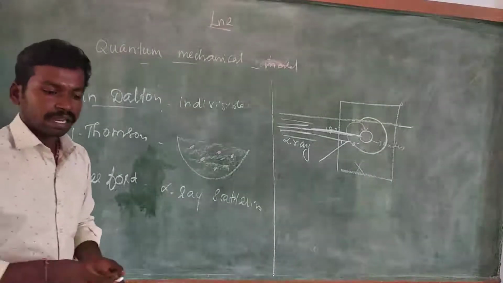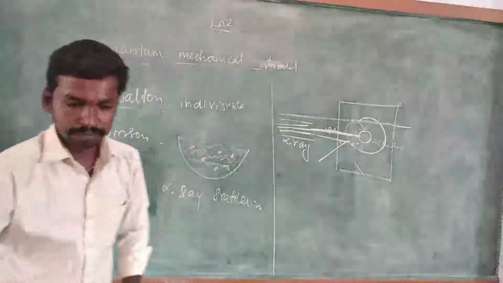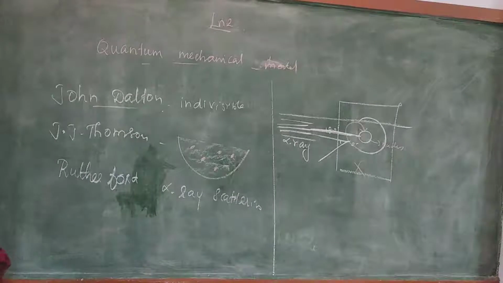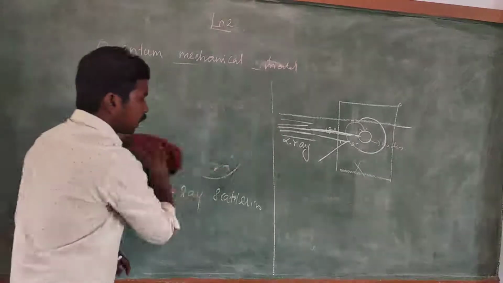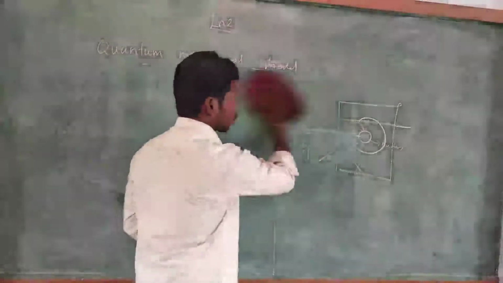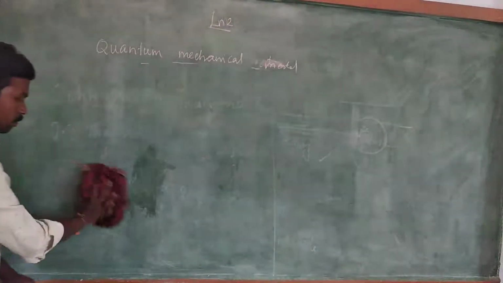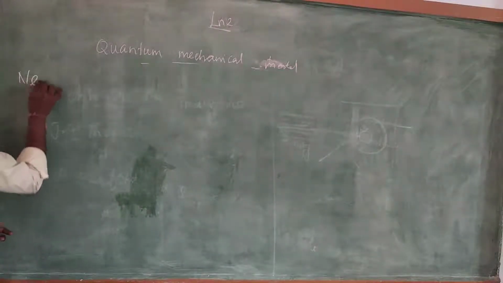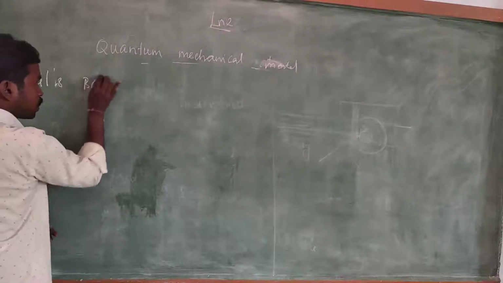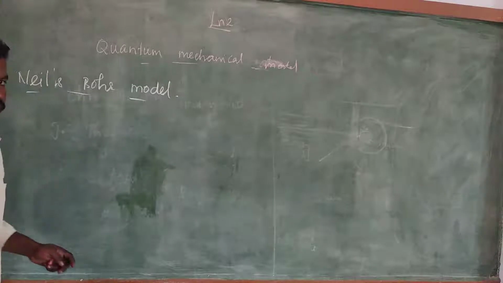Then again another scientist is coming to explain the structure of an atom. He is called Rutherford. Rutherford is going to explain the structure of an atom. Okay, sorry, not Rutherford, Niels Bohr. Okay, so Niels Bohr model of an atom. What are we going to see now? Niels Bohr model of an atom.